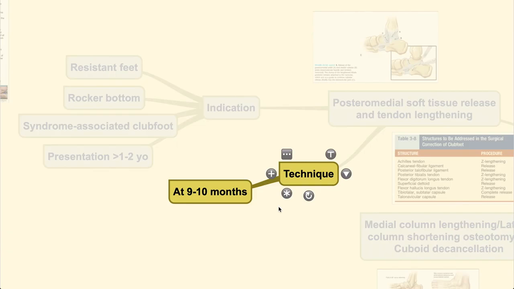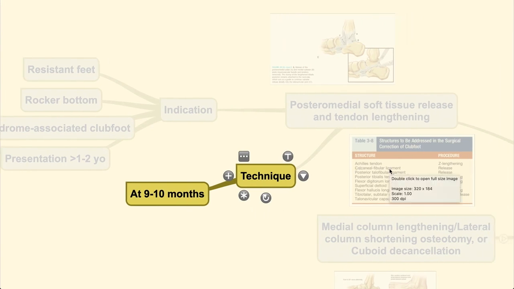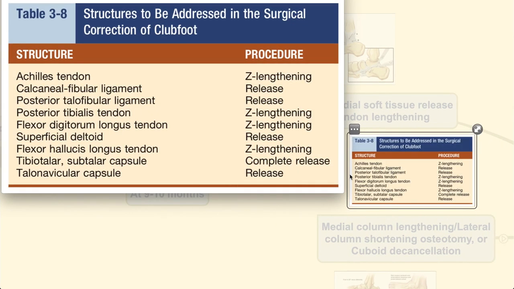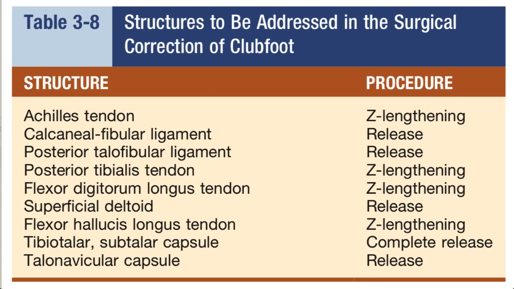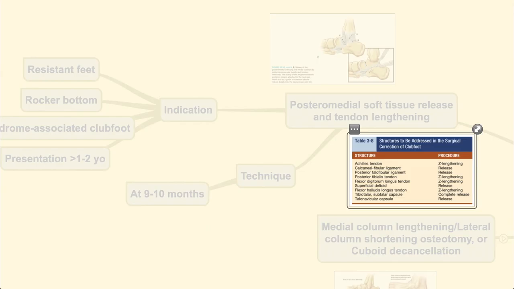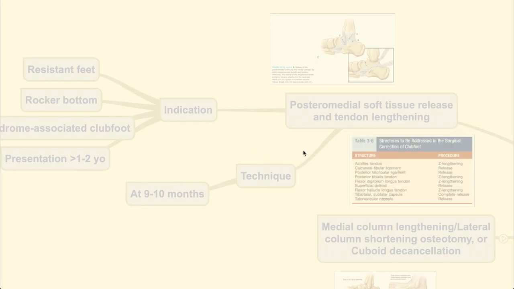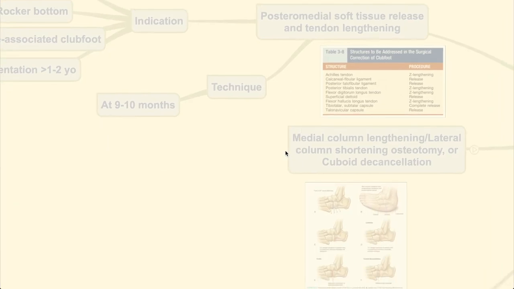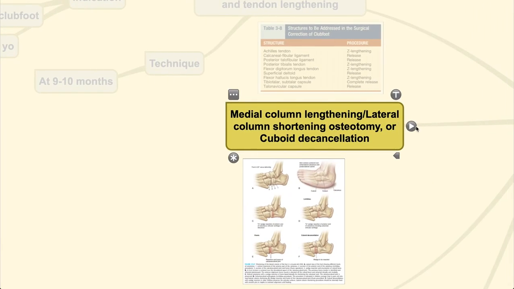And the technique is usually done at age 9 to 10 months old, and the structures that need to be addressed include these structures. So basically all the tight structures, all the tight ligaments need to be released, and all the tight tendons need to be lengthened, and that is done to acquire the desired foot position.